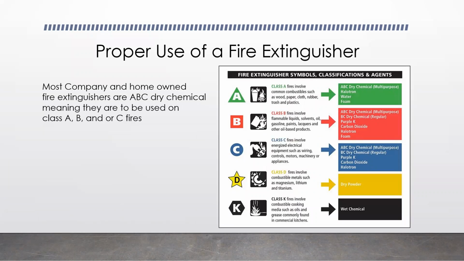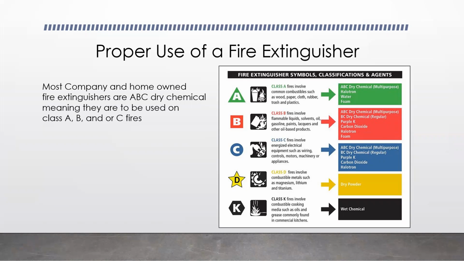Most company and home-owned fire extinguishers are ABC dry chemical, meaning that they are used on Class A, B, and/or C fires. Class A fires involve common combustibles such as wood, paper, cloth, rubber, trash, and plastics. Class B fires involve flammable liquids, solvents, oil, gasoline, paints, lacquers, and other oil-based products.